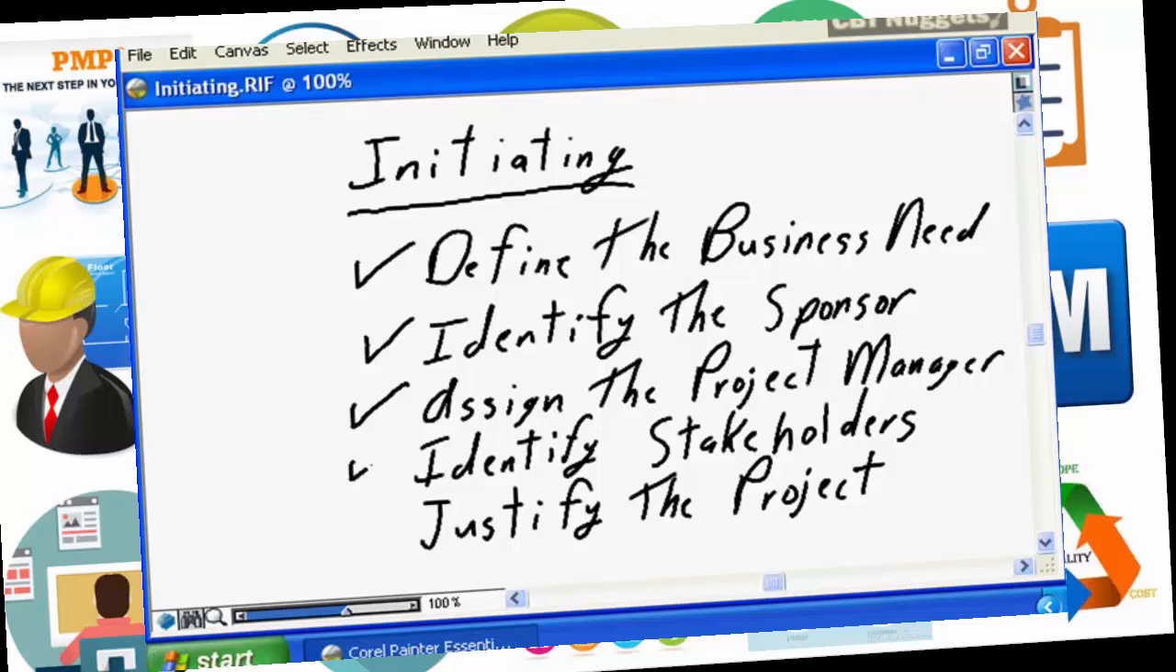Once we have the sponsor identified, once we have the project manager identified, and we have the business needs documented at the appropriate level, we need to identify who the project stakeholders are. It's great to say we have the sponsor with the power, the authority, the money. We need to know who the other significant stakeholders are going to be. Who truly cares about this project? Who's going to be impacted by this project? And probably as important, or maybe even more important, who are the opponents to this project?